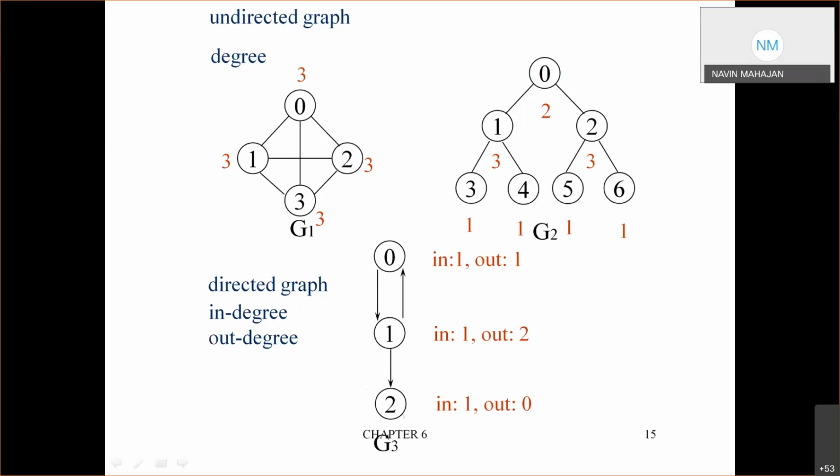What about 2? From vertex 2, there is no edge which is going out, or there is no edge having a tail at 2. So we have only an incoming edge. So in degree is 1. There is no out degree here. Out degree is equal to 0.